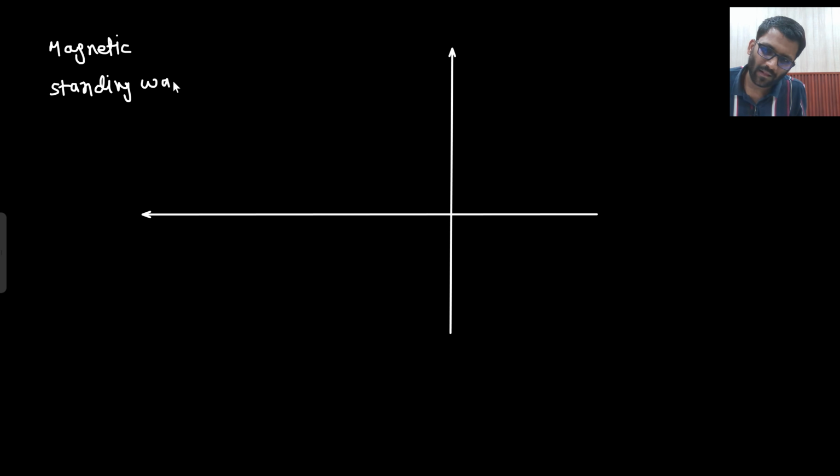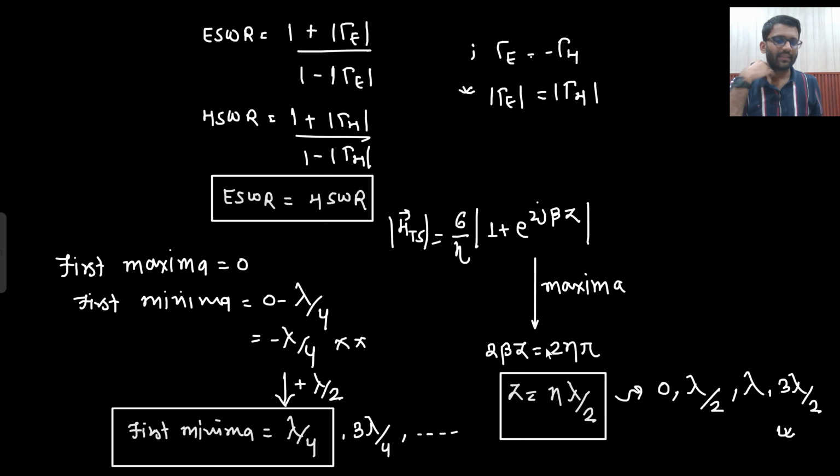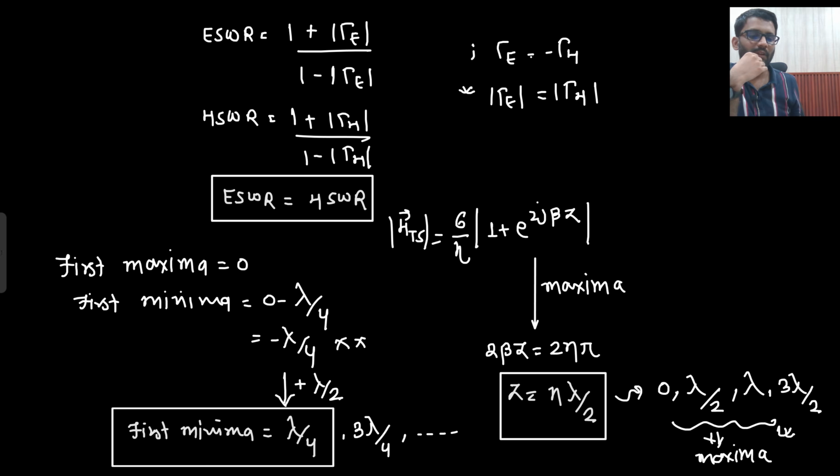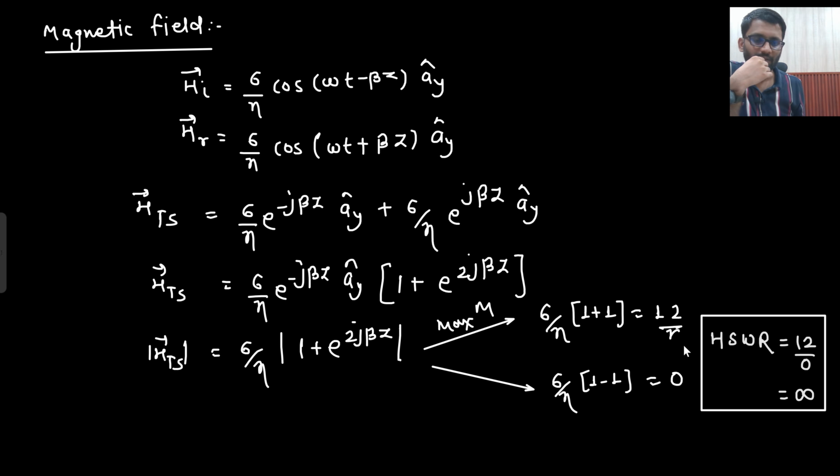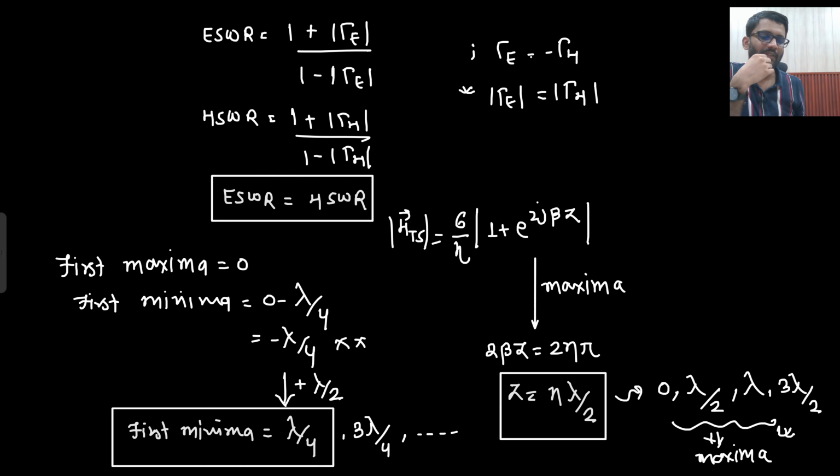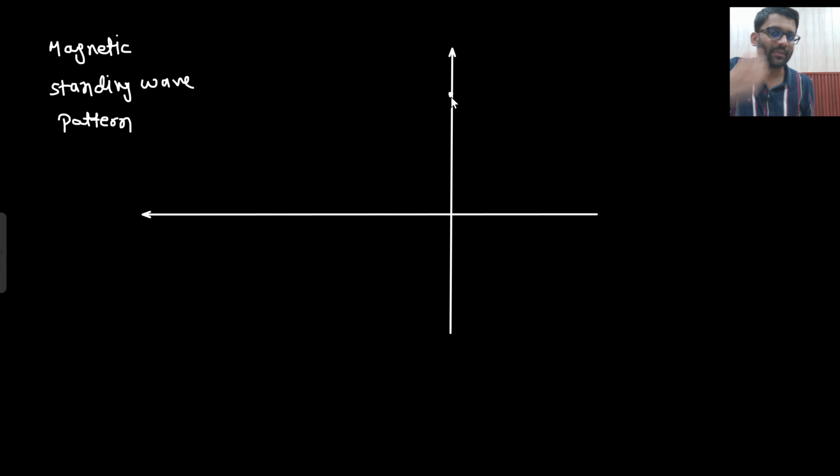So now I will generate my standing wave pattern. This is your magnetic standing wave pattern. At z equals 0, what do you have? You have maxima. So first you will start from maxima. And what is your maximum value? My maximum value is 2E0 by eta. So initially I am having maxima, and in this manner it will go.